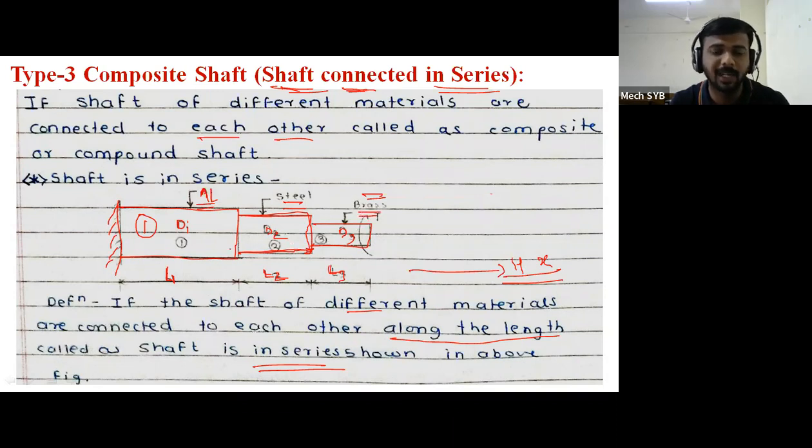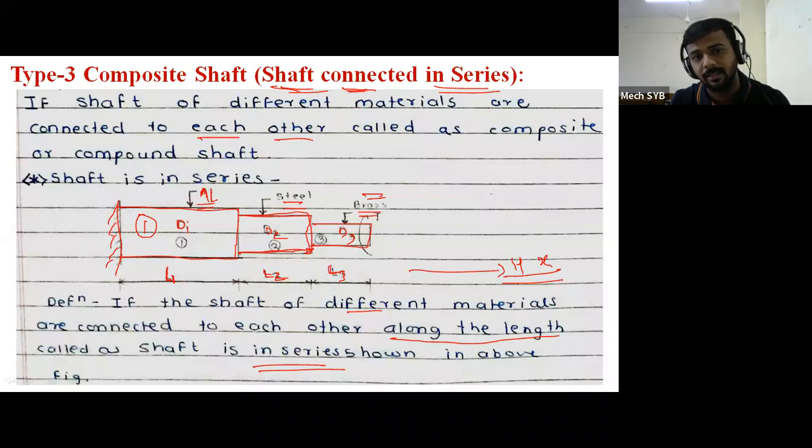Means all the three shafts are connected to each other along the length, and this particular structure is called as a composite shaft and it is connected in series. Please keep in mind, when we can say that shafts are connected in series, the shafts of different materials are connected to each other along the length. That structure is called as a shaft connected in series.